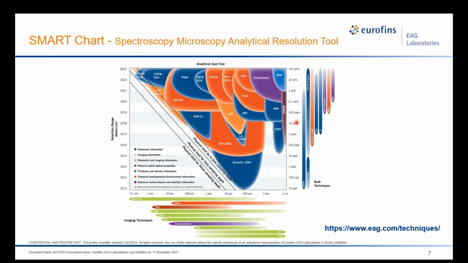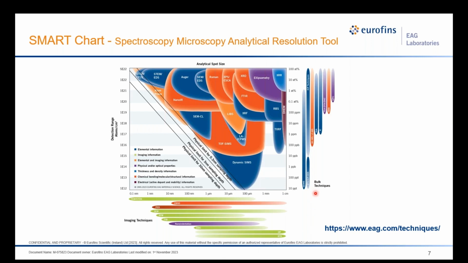But then as we get into the parts per million, into the parts per billion, even into the parts per trillion, we still have analytical techniques that we can bring to bear to help you understand your materials and contamination issues. Outside of the box, we have our bulk techniques, which include techniques such as GCMS, LCMS, ICP, and then down here at the bottom, imaging techniques. And these include SEM, dual beam FIB, focused ion beam, and TEM.